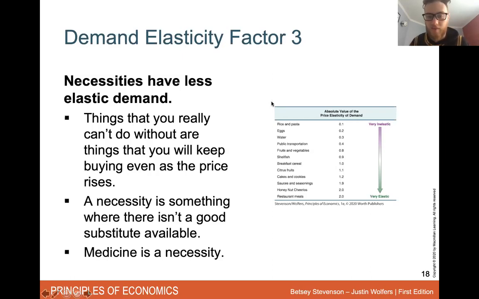And over here, you got a little graph showing the absolute value of the price elasticity of demand for a bunch of goods. And you can see restaurant meals, Honey Nut Cheerios right there at the bottom. Well, rice, pasta, eggs, water, public transportation, all these things that really there aren't many substitutes for. They're basically necessities for most people. Right there at the top with very inelastic price elasticities of demand.